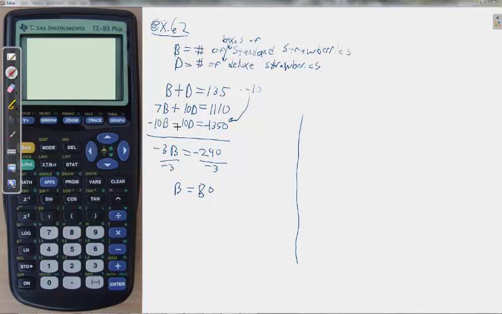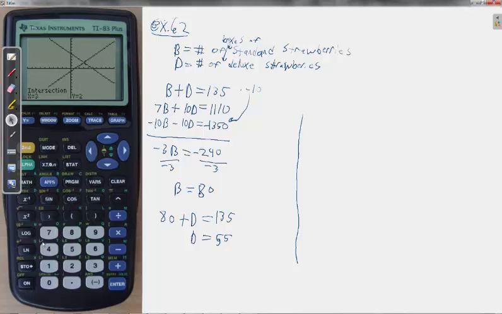Now b equals 80, 80 plus d has to equal 135, so that means d has to be 55. I know it works in this equation, 80 and 55, but let's make sure it works in the second equation.